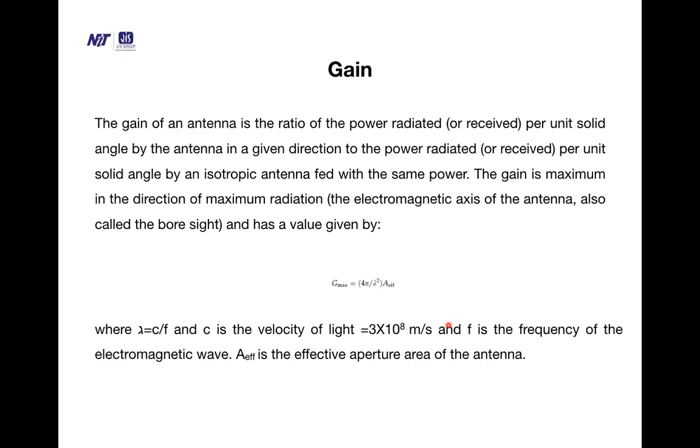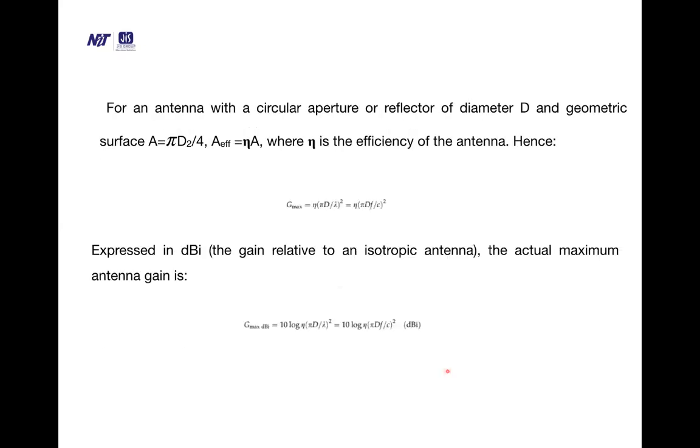Lambda is equal to c by f, where f is the frequency of operation. A effective is the effective aperture of the antenna, the area of the antenna. For an antenna with a circular aperture or reflector with a diameter D, the geometric surface A is equal to pi D squared by 4, and A effective is equal to eta A, where eta is the efficiency of the antenna. Therefore, Gmax is equal to eta (pi D f by c) whole squared.